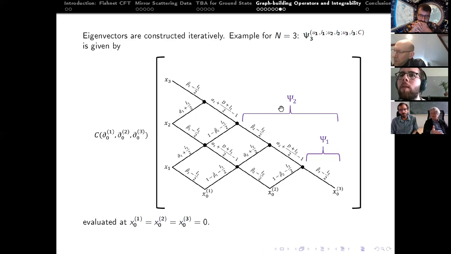You are computing an integral at each node, but I was just wondering what's iterative in this picture. It's iterative because once you know psi 2, say, you can act on it with some kernel, which would be this, to get psi 3. Well, it's not really psi because your x naught and x naught prime are open, right, at this point. Exactly.